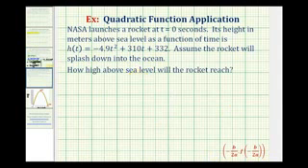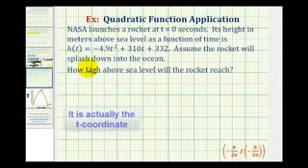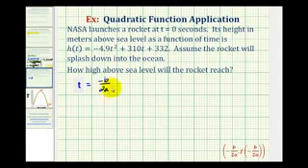And then for the second question, to determine how high above sea level the rocket will reach, we'll have to find the vertex of our parabola, where the x-coordinate, or t-coordinate in this case, is negative b over 2a, and the y-coordinate would be the function value when t is equal to negative b over 2a. So the first step, we need to determine the x-coordinate of our vertex, which is going to be equal to negative b over 2a. So we'll have negative 310 divided by 2 times negative 4.9.